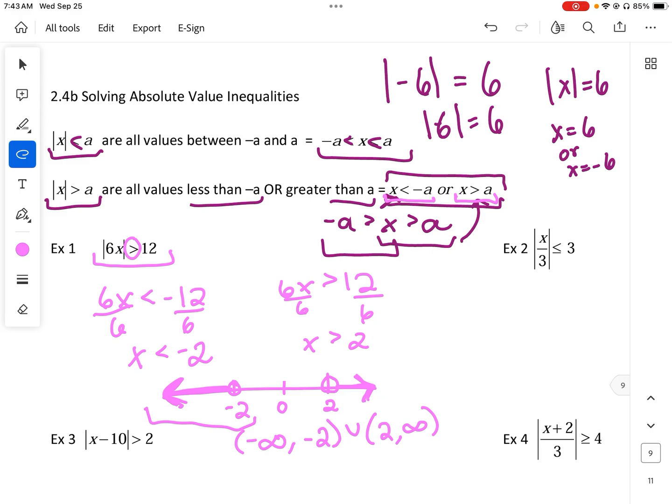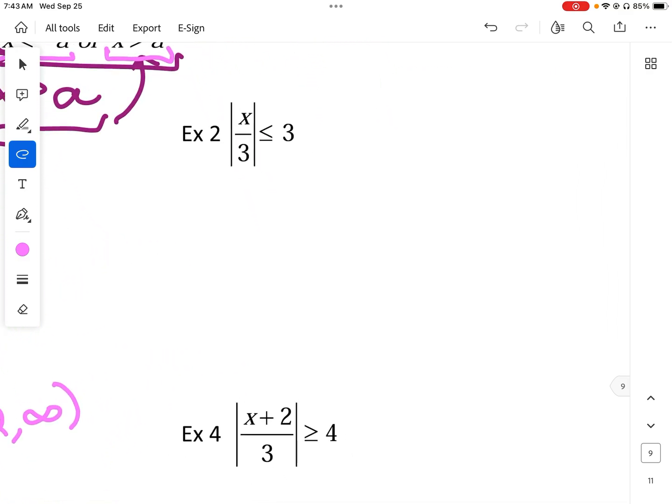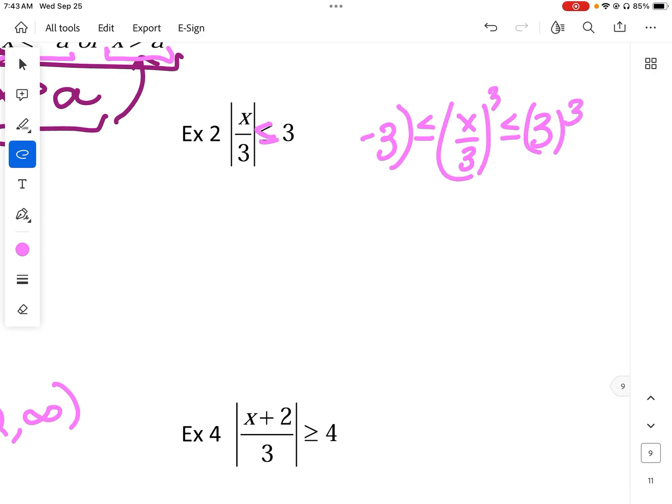Okay, let's go to the next one. All right, so this is a less than symbol. So that means I'm going to set it up as our compound inequality because of the less than symbol. So x over 3 less than or equal to 3, and then we're going to do -3 on the left side. To solve that, we need to multiply all sides by 3. So -9 less than or equal to x less than or equal to 9. And it's not always going to work out like this, it just, in this case, it did.